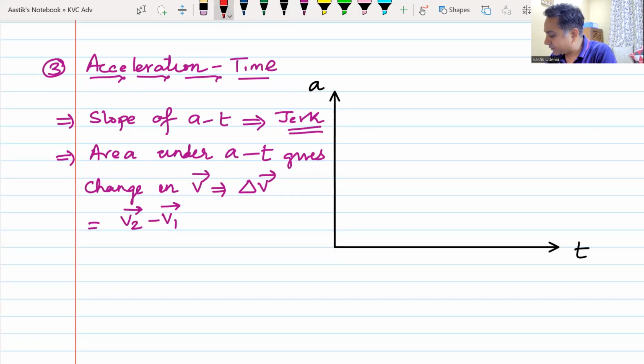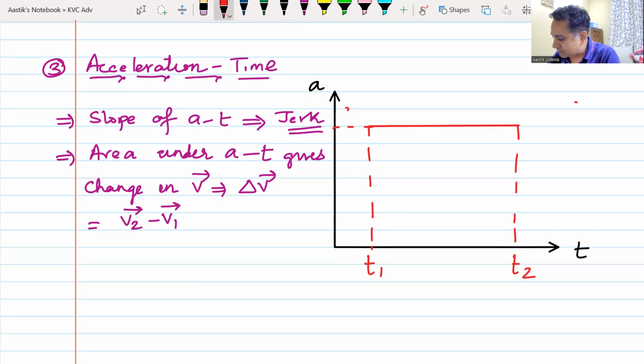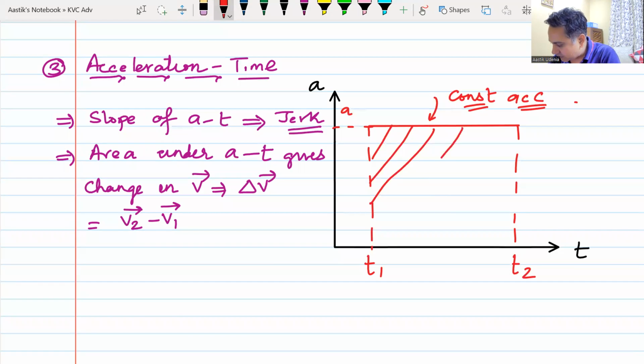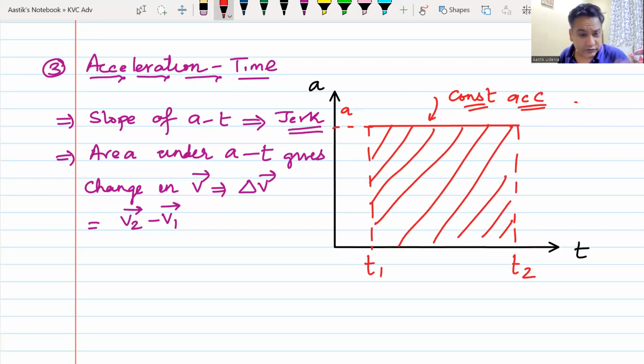So if I have a graph like this, if I have an AT graph, and in most cases you will have an AT graph as a straight line. If you have a graph like this at time t1 and at time t2, as you can see, the acceleration is a. So this is a graph with constant acceleration. Do we understand this? The area under this graph, you can easily find out this area, length into breadth.